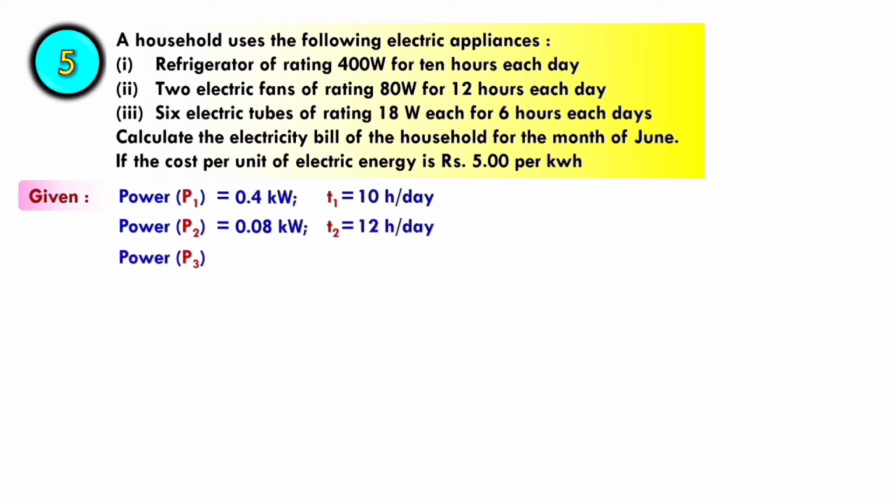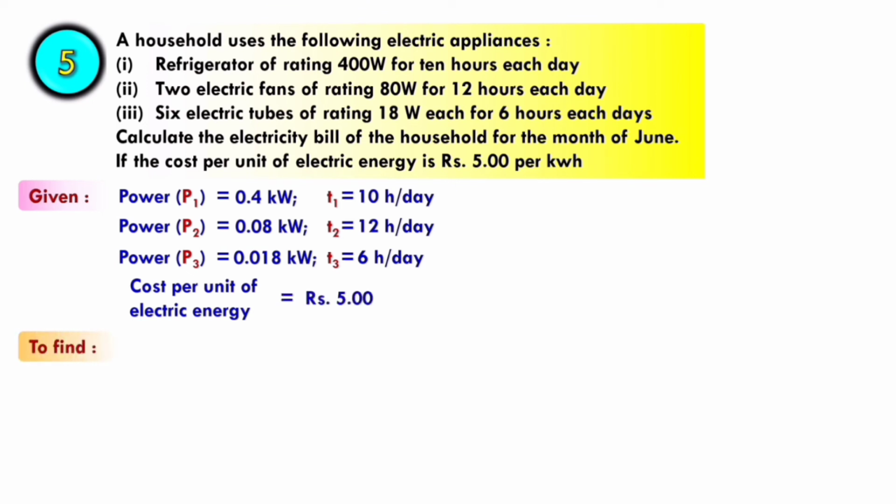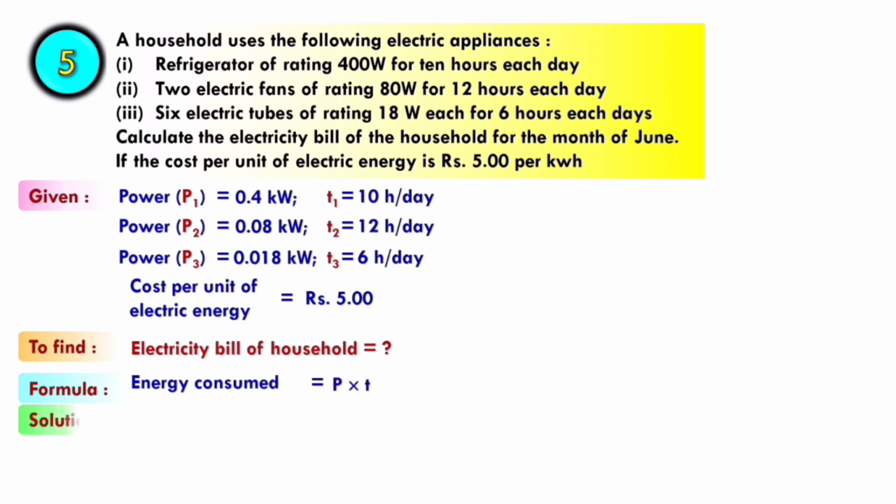For P3, we will get 18 watt. Convert it into kilowatt, that will be your 0.018 kilowatt. And T3 equal to 6 hour per day. And the cost per unit of electric energy is rupees 5. Now what we have to find out? We have to find out the electricity bill of household. So the formula is same, energy consumed equal to power into time.